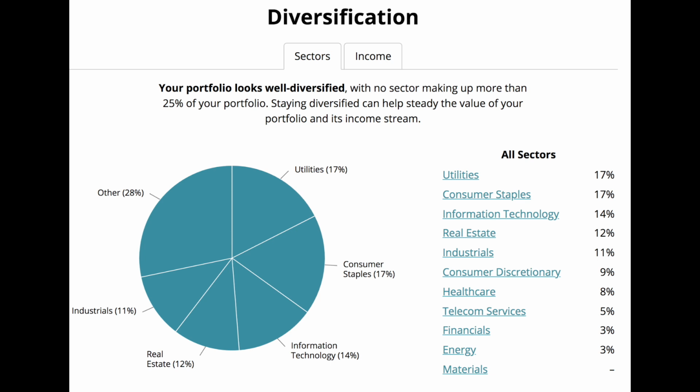And finally, the real estate sector, which includes REITs and real estate developers. Some companies in this sector include Simon Property Group and Realty Income Corp.